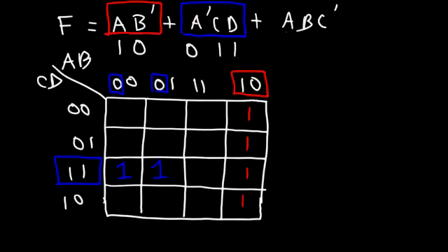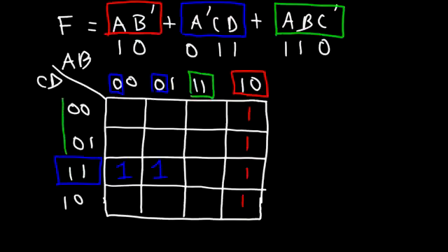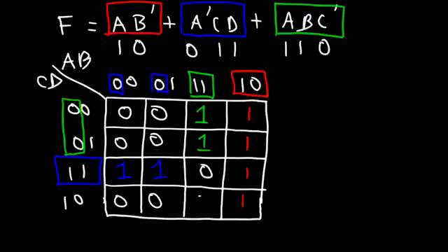Now for the last term, A B C prime, we're going to put a 1 for A and B and a 0 for the complement of C. So A and B are 1 in this region. C is 0 in the first two rows. So we're going to put a 1 here. Everywhere else, we're going to fill it in with a 0. And so now we've completed the 4-variable K-map.